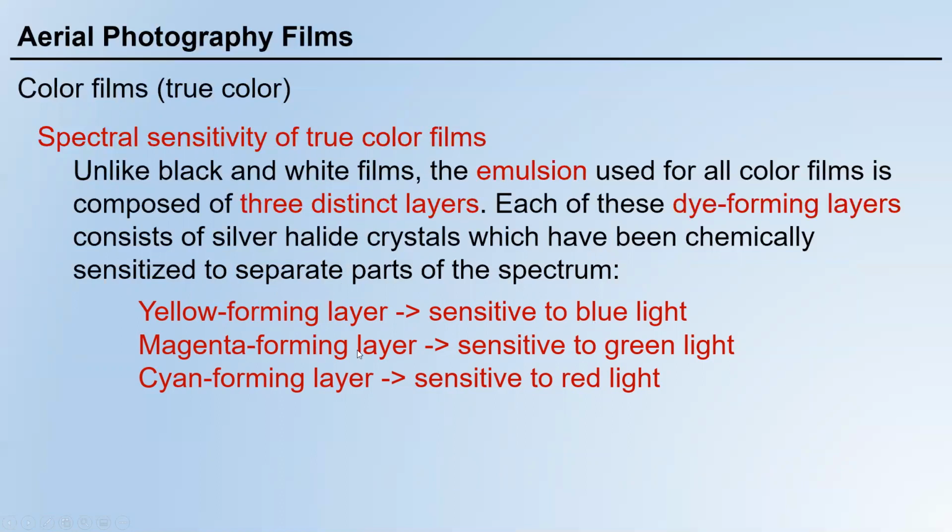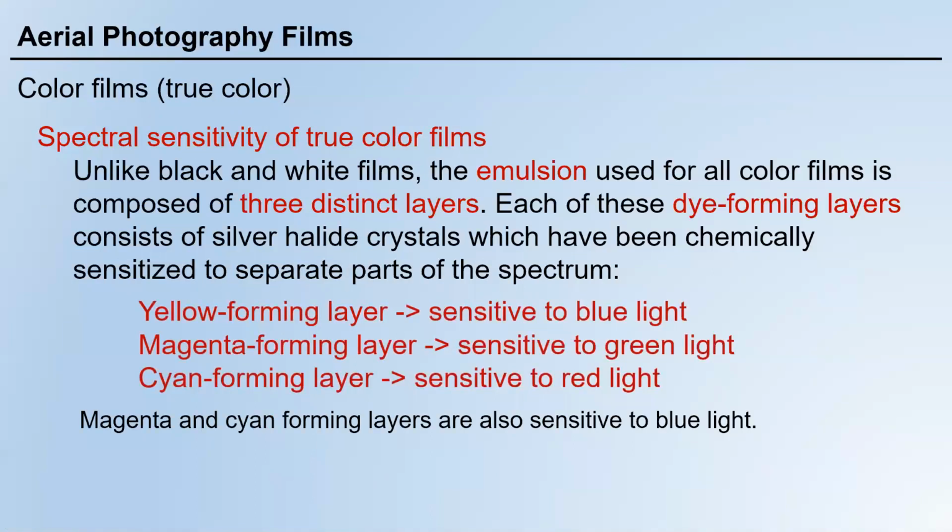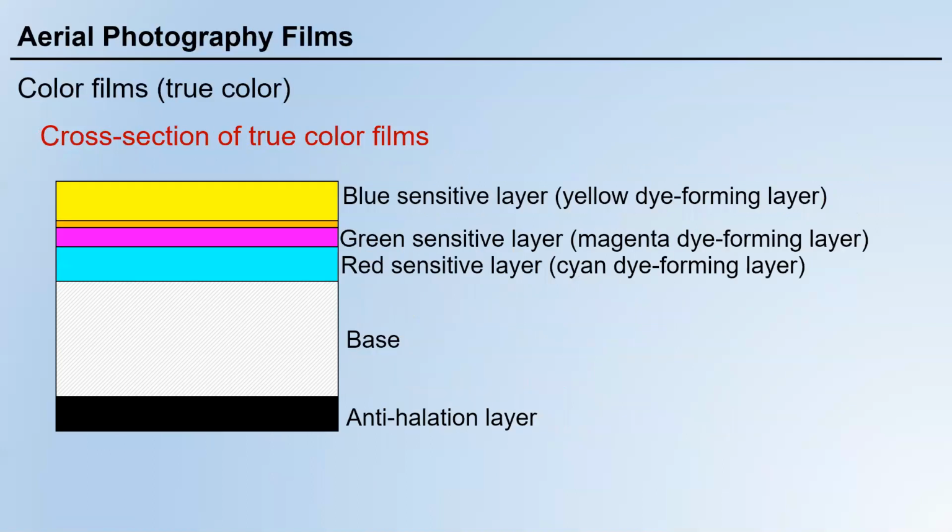The magenta forming layer is sensitive to green light. Magenta is the complementary color of green. Similarly, the cyan forming layer is sensitive to red light. Cyan is the complementary color of red. So here we have formulas, we have principles, but how to use them, okay? But before that, magenta and cyan forming layers are also sensitive to blue light. So sometimes we need to eliminate blue light using filters.